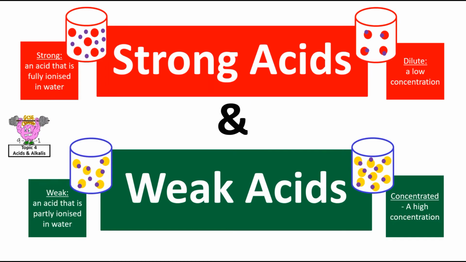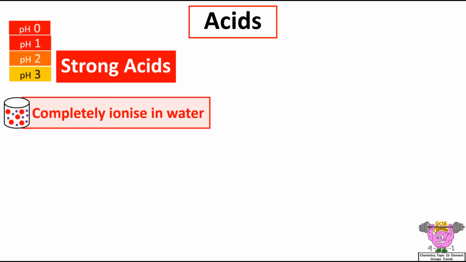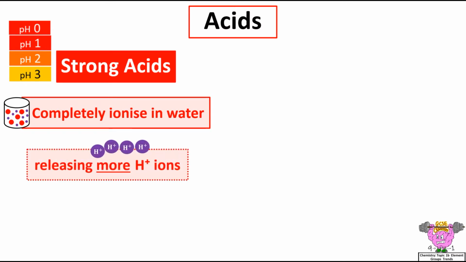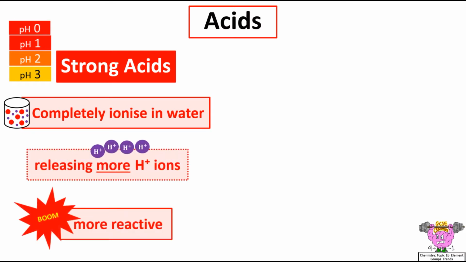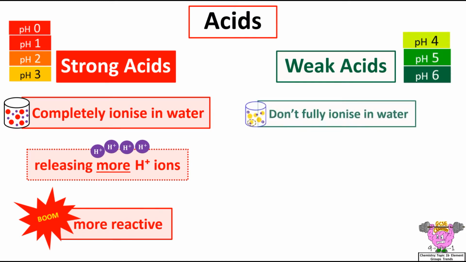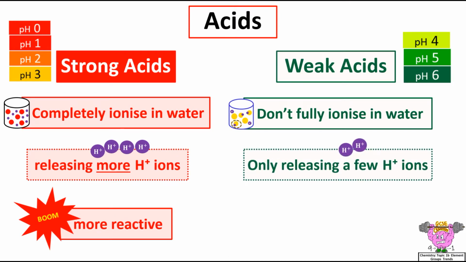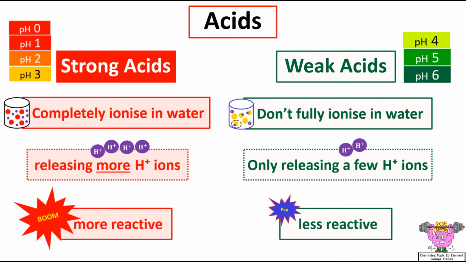Strong acids and weak acids. Strong acids have a pH range between 3 and 1. Strong acids completely ionize in water, releasing more H+ ions, and are more reactive than weak acids, which have a pH range between 4 and 6. Weak acids don't fully ionize in water, only releasing a few H+ ions, and are less reactive.